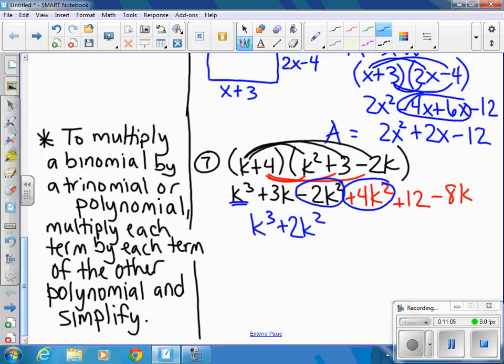Then I go to my single k's. I've got a positive 3k right here, and I've got a negative 8k right here. So 3 minus 8 is going to give me negative 5k. And then my constant that I only have one of is this plus 12, so it's going to go in the back as plus 12. So your final answer is a polynomial, but the only way you're going to get that is by distributing each term to everybody and then simplifying.